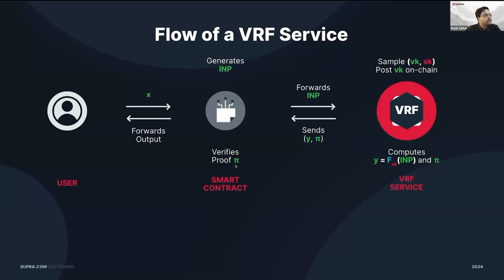This output Y and proof are sent back to the smart contract. The smart contract verifies the proof pi and appends this output Y on the blockchain, and then forwards the output and the proof to the user. So this is how a VRF service works. Now, a problem here is that if the user wants to obtain multiple random values, then it has to query the VRF multiple times. For each Y1, Y2, Y3, it has to query with X1, X2, X3.